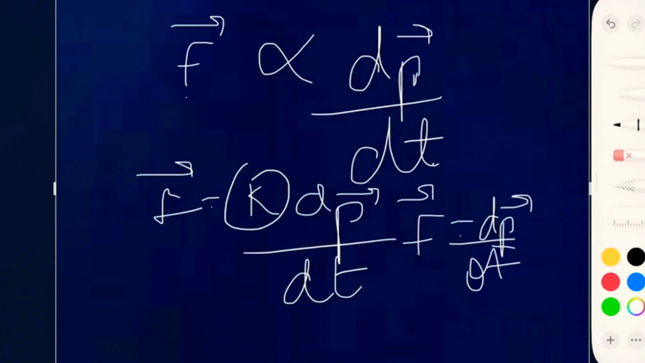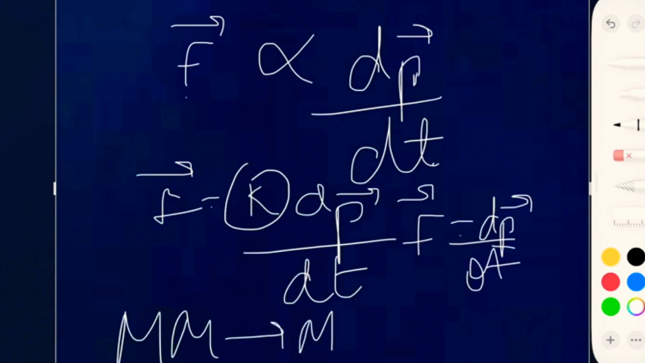F bar is equal to K dP bar by dt. What is meant by K? K is a constant, a physical constant. And dP bar by dt is the rate of change of momentum with time. So the force is equal to dP bar by dt. More momentum change, more force. Less momentum change, less force. This is a very basic concept of momentum.